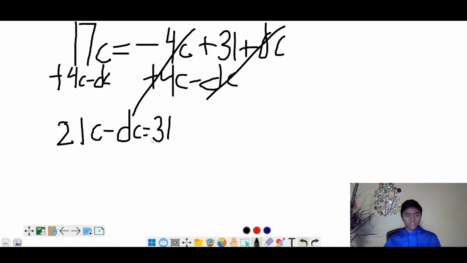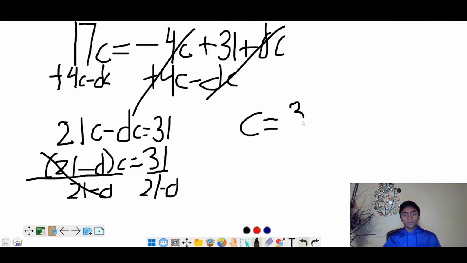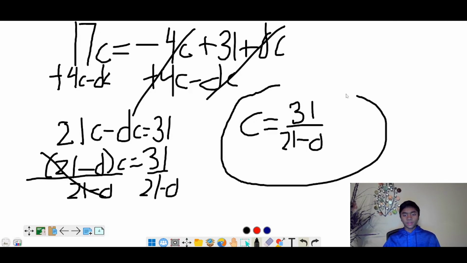And again, we're going to use the distributive property. So we're going to have 21 minus d in parentheses times c is equal to 31. And all you have to do now is just divide both sides by 21 minus d. And so we are going to be left with c is equal to 31 divided by 21 minus d. And that is our final answer.